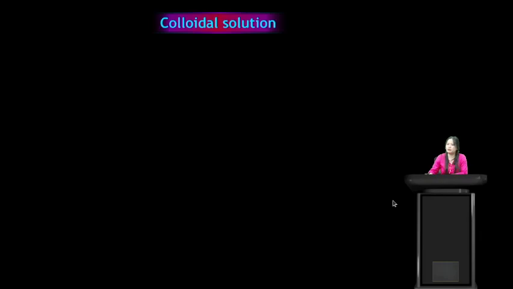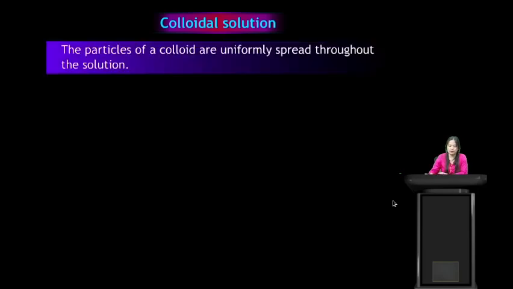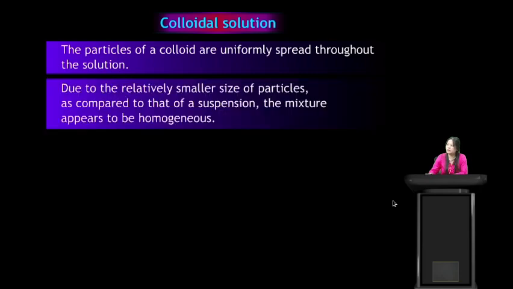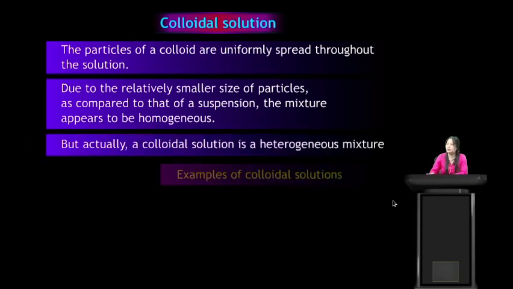So colloidal solution, okay, we have seen some examples of colloidal solution. Examples include jelly, toothpaste, milk, paint, etc. So what are colloidal solutions? Let us see. The particles of a colloid are uniformly spread throughout the solution. Due to the relatively smaller size of particles as compared to that of a suspension, the mixture appears to be homogeneous. But actually, a colloidal solution is a heterogeneous mixture.